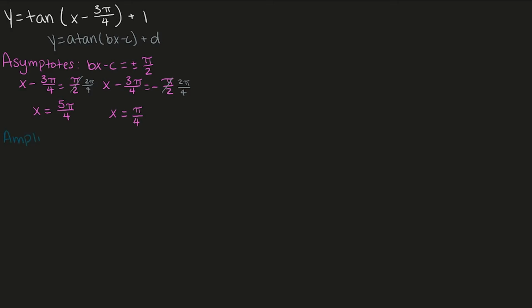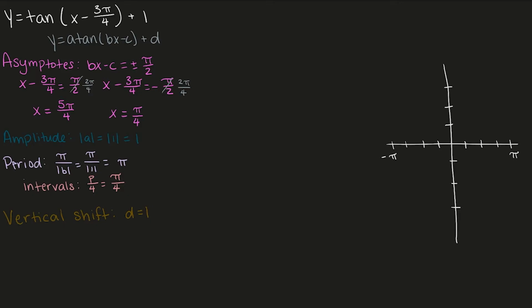Our amplitude is going to be the absolute value of 1, which is 1. Our period is pi over the absolute value of 1, which is pi. And our intervals are a period divided by 4, which is pi over 4. Last, our vertical shift is d equals 1. Here's our table of values and graph for our parent function y equals tan x.